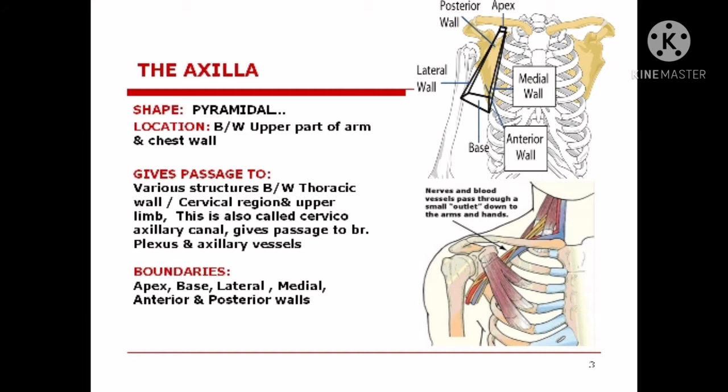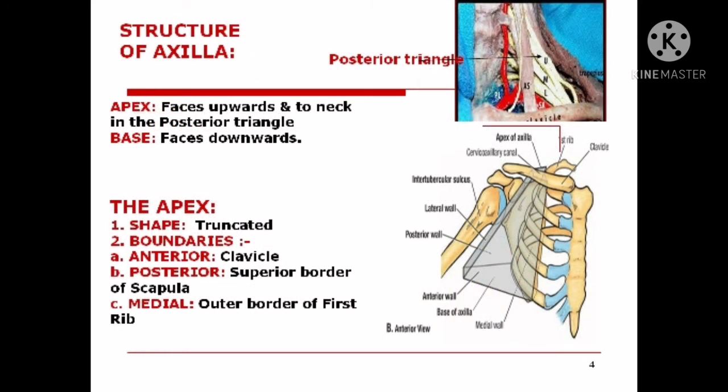It gives passage to various structures between thoracic wall, the cervical region, and upper limb, and this is also called the cervico-axillary canal. It gives passage to branches of the brachial plexus and the axillary vessels. The boundaries are the apex, the base, the lateral and the medial wall, the anterior and the posterior walls. The structure of the axilla.